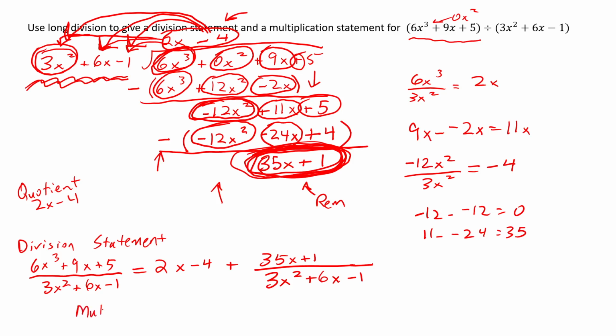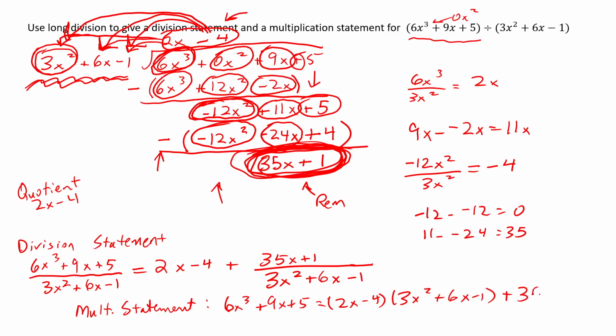And our multiplication statement, whether doing long division or synthetic division, is always going to be dividend equals quotient times divisor, or vice versa, plus the remainder. Okay?